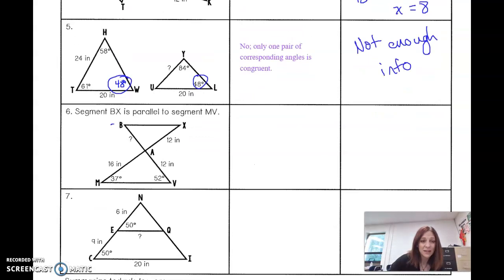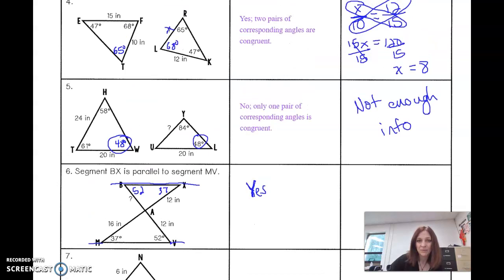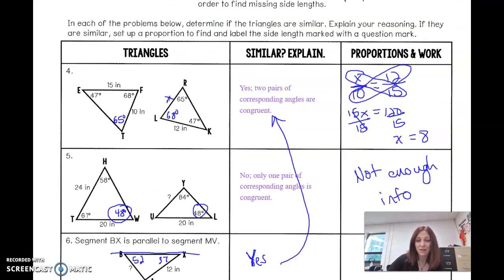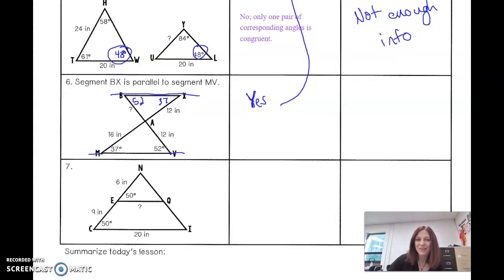All right, let's look at this one. Now what I want you guys to see here is this is back to some angle relationships. If I extend these lines out better than I did up here, these are alternate interior. So if this is 37, this is 37. If this is 52, this is 52. So guess what? Yes. And for the sake of time, you guys write out the explanation. Okay? I'm just going to put that.